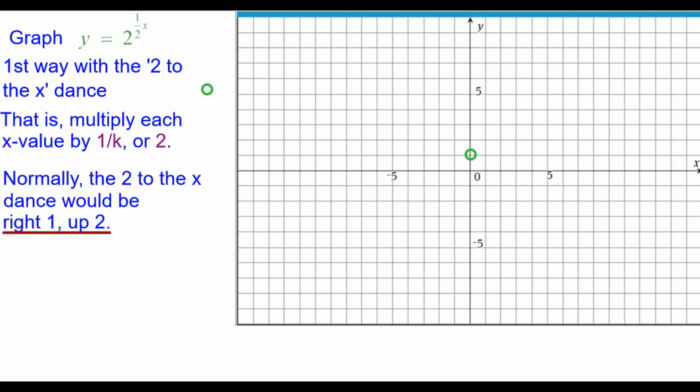Now normally the 2 to the x dance would be right 1 up 2, but for this one it's going to be right 2 up 2, because 2 times that x coordinate 1 is 2. The y value is unchanged, so right 2 up 2. Then the next step would be right 2 up 4, but for our purposes it'll be right 4 up 4. 2 times 2 is 4. So go ahead and try to finish this, get as many points as you can. Press pause and resume when you're ready.